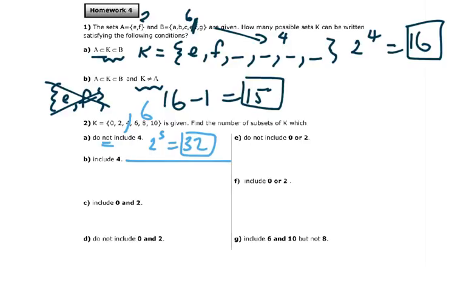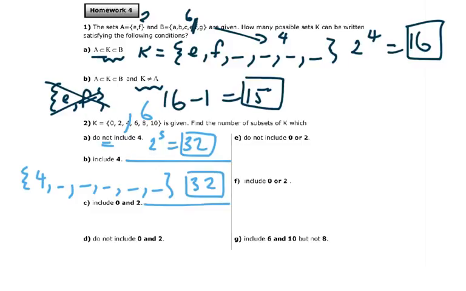How many would include 4? That would mean we're starting with 4. How many elements do we have? Well, we have 5 elements left, so that gives us, again, 2 to the power of 5, which is 32. We can also look at part A and see that the total number would be 2 to the power of 6, which is 64. And if we deducted our answer from part A, we would also get 32.